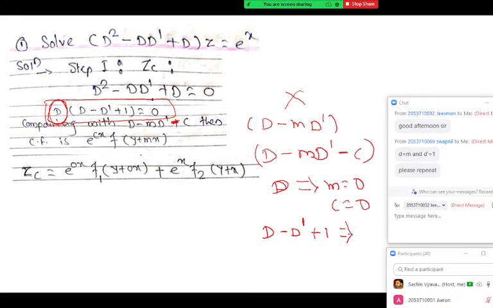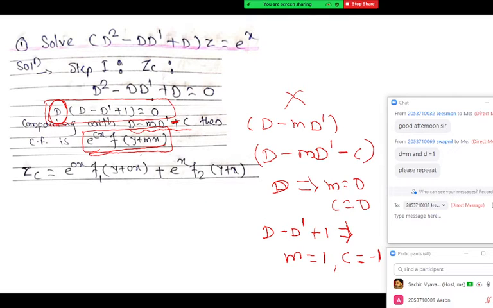Okay, for this factor now, if you compare with here, d as it is minus md dash. So m should be 1. And what about c? There is a plus 1, so c should be minus 1. If c is minus 1, minus minus plus 1. So whenever d minus md dash minus c is a factor, then the CF is this one.